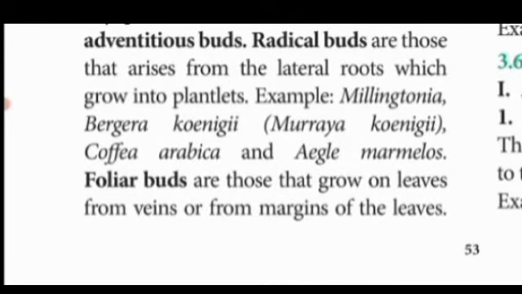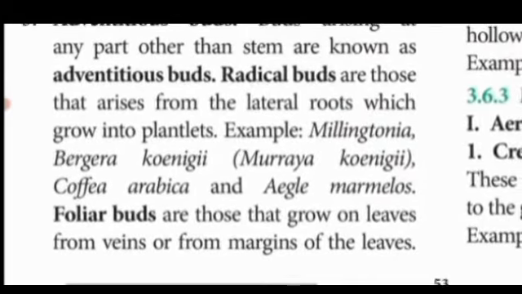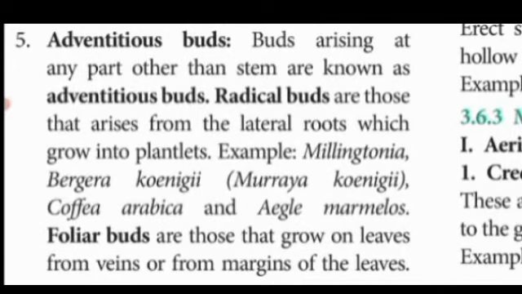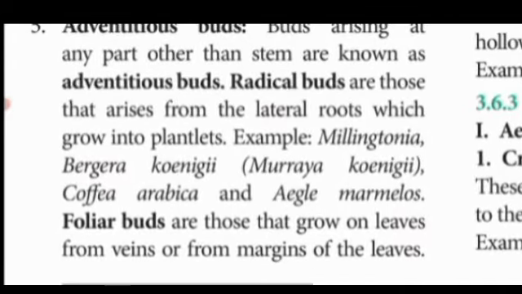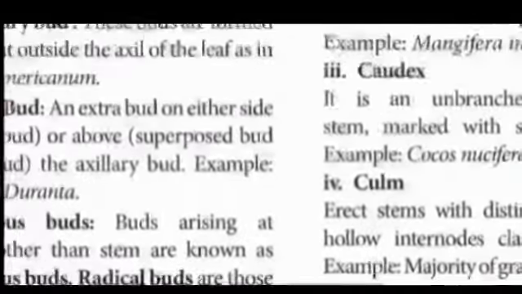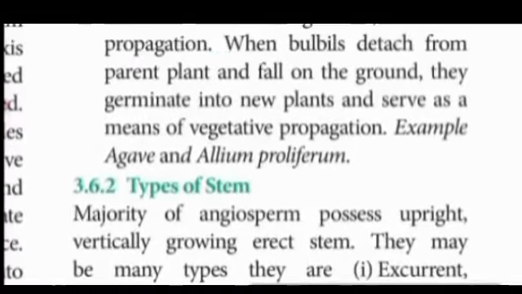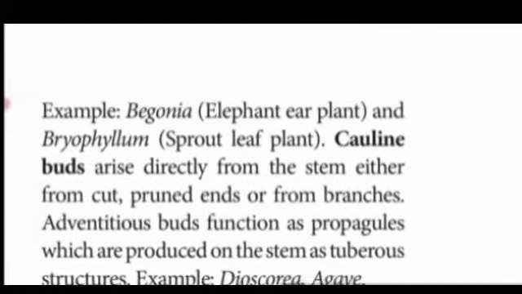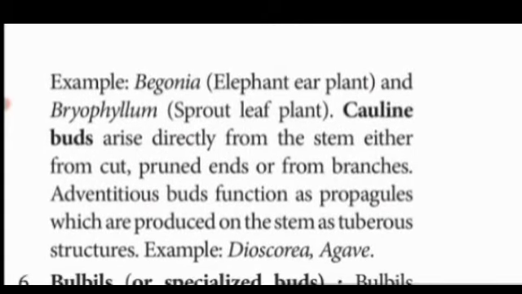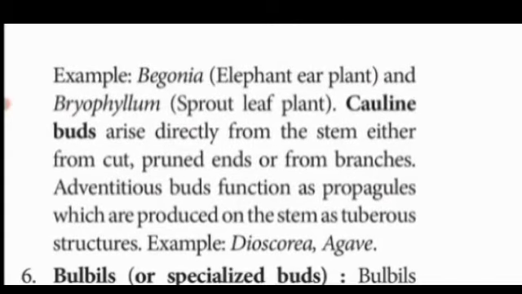Foliar buds grow on the leaves from veins or from the margin of the leaves. What is the vein? The veins are present in the leaf region. They give structure to the leaves. So if the buds grow on the leaf from the veins or from the margin of the leaves, they are called foliar buds. Example, Bignonia, elephant ear plant and Bryophyllum, sprout leaf plant.